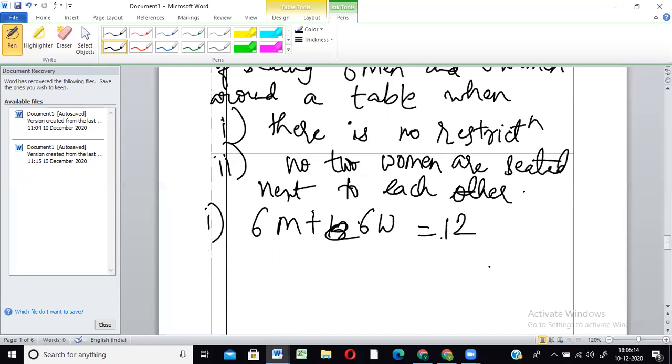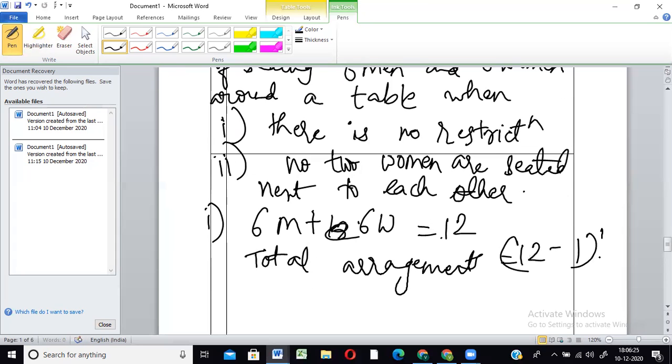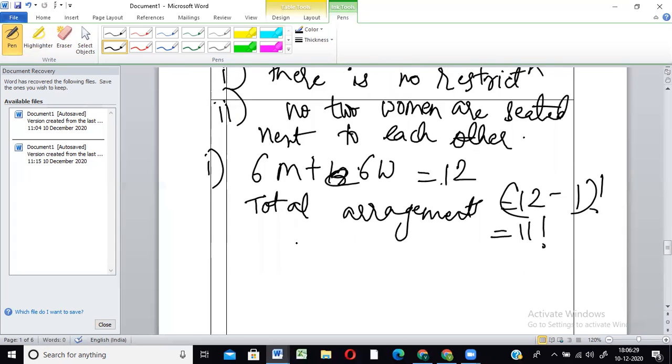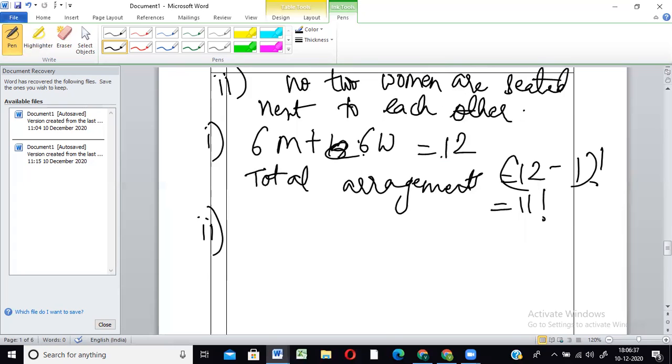12 persons are there, the total number of possible arrangements to make them sit at a circular table will be how much? Total arrangements will be 12 minus 1 factorial, that is nothing but 11 factorial. Okay, and the second criterion is what? No two women are seated next to each other.